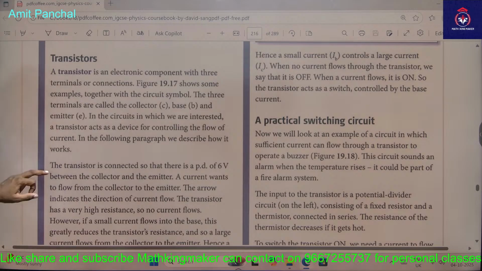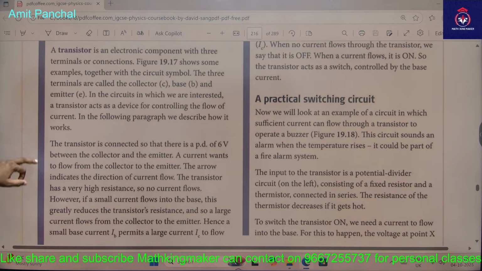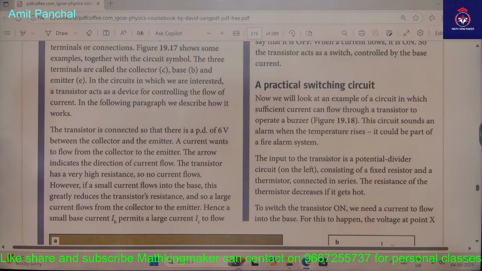In the circuit in which we are interested, a transistor acts as a device for controlling the flow of current. As I told you, it controls the flow of current.